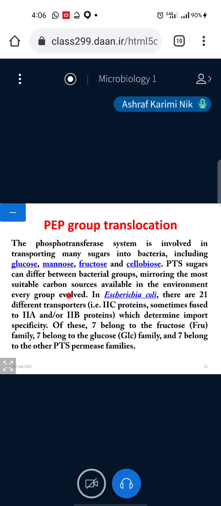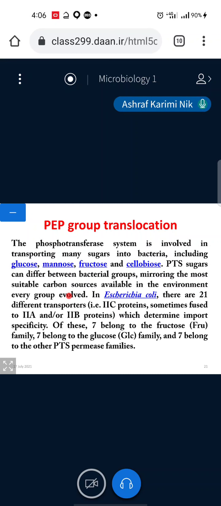In Escherichia coli, there are 21 different transporters. It's very important. There are 21 different transporters, for example 2C proteins, sometimes fused to 2A or 2B proteins, which determine import specificity. Yes, it is specific for a bacteria. For example, these proteins are specific for E. coli, for Escherichia coli.